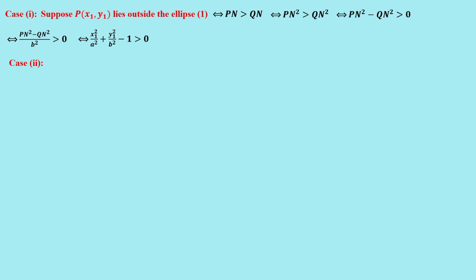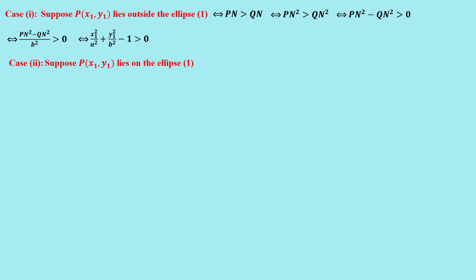Suppose the ellipse equation is x square by a square plus y square by b square equal to 1. That implies x square by a square plus y square by b square minus 1 equal to 0. That is the ellipse equation. Suppose there is a point (x1, y1), and you want to check whether the point lies outside the ellipse. Then substitute the point in the ellipse expression: x1 square by a square plus y1 square by b square minus 1. If you get a positive value, then definitely the point lies outside the ellipse.